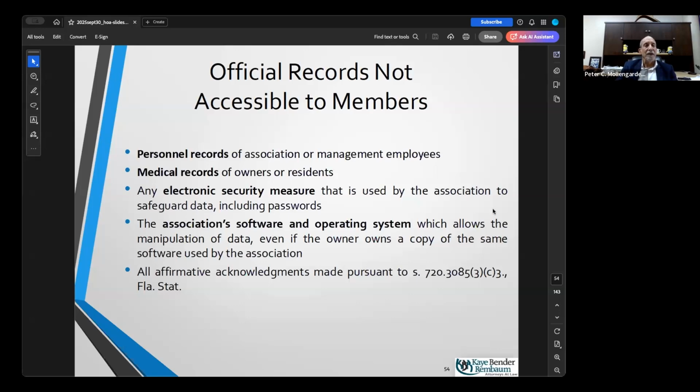Any electronic security measure that is used by the association to safeguard data, including passwords. The association's software and operating system, which allows the manipulation of data, even if the owner owns a copy of the same software used by the association. That's not accessible either. And again, all the affirmative acknowledgements made pursuant to 723.085.